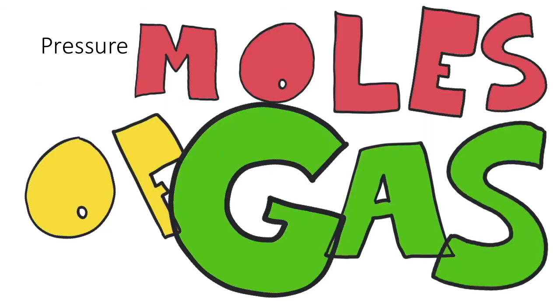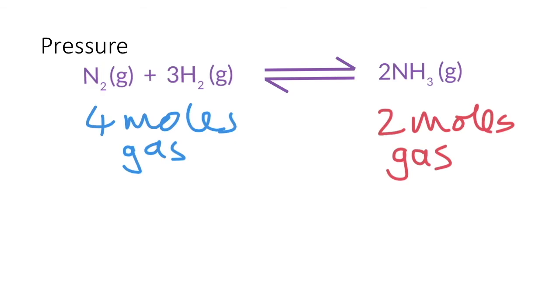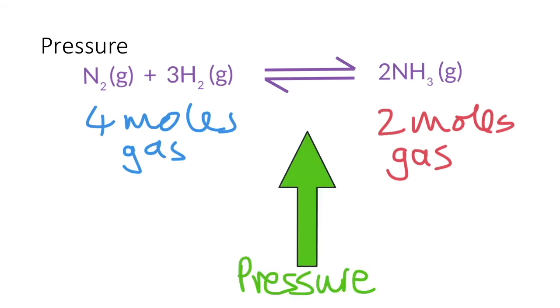So let's look at how a change in pressure will affect the position of equilibrium. The big thing to remember with pressure is it's all about moles of gas. State symbols are so important here. So for looking at the influence of change in pressure, we look at the total number of moles of gas in the reactants side and compare it to the total number of moles of gas on the product side. When we're doing this, we look at our coefficients in the balanced equation and we pay close attention to the state symbols. If we increase the pressure, the equilibrium will shift to the side with the fewest moles of gas.